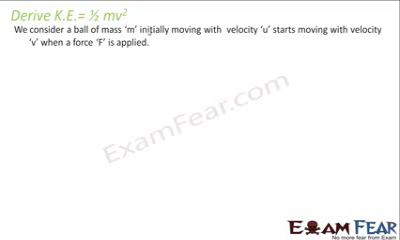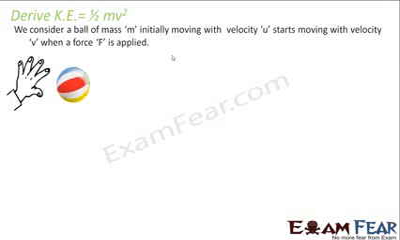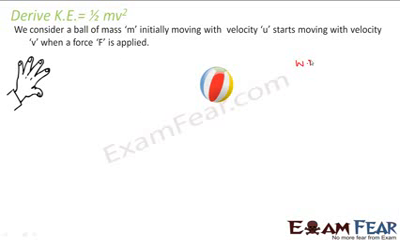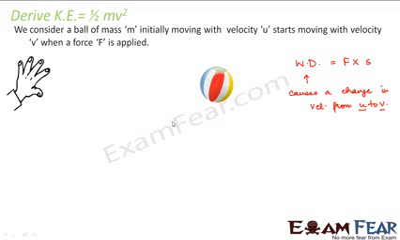Let me try to calculate the work done in this scenario. Initially it was moving with some velocity u. On application of force it started moving with velocity v. So how much is the work done on this ball? Work done is given by force multiplied by displacement. Now this work done causes a change in velocity from u to v. Since the velocity is changing with time, there is an acceleration involved. Let us assume that the acceleration due to this change in velocity is a.